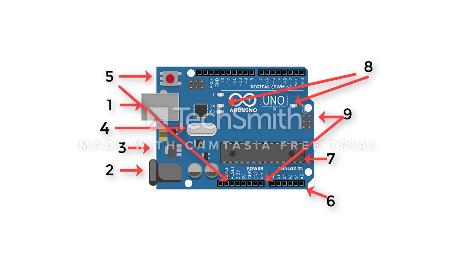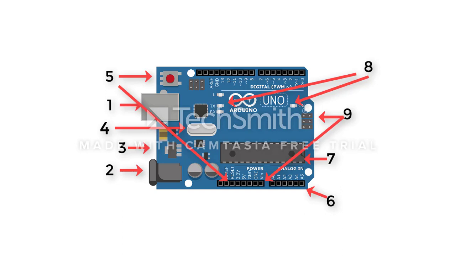Number 9. The supply pins and the ICSP pins. Well, the supply pins are of 4 types: 3.3 volts, 5 volts, the VIN and the ground. 3.3 volts supplies 3.3 volts output, as the name suggests, and the 5 volts supplies 5 volts output, and the VIN provides user-defined output voltage supply, and the ground is used for grounding.